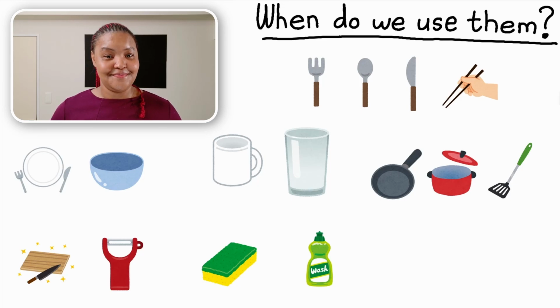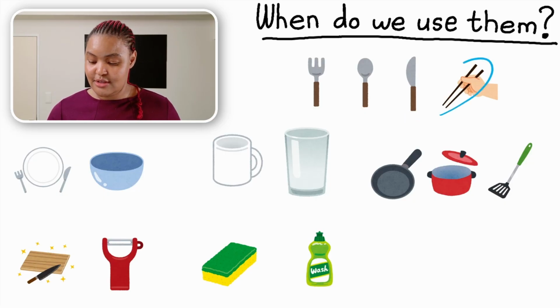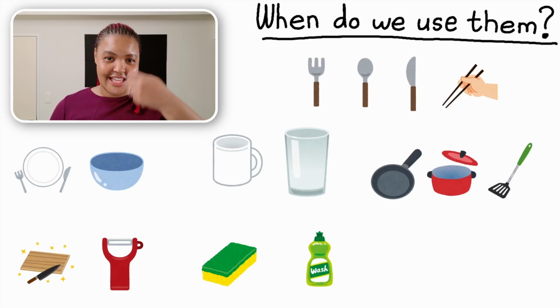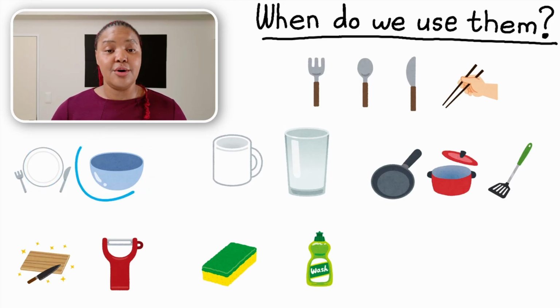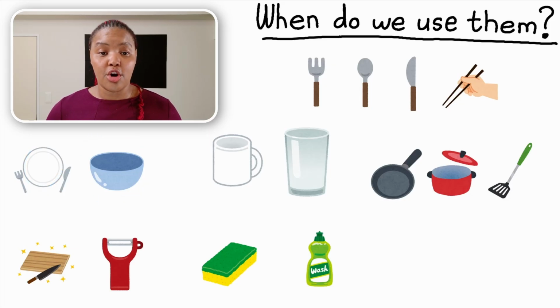Now, a fork, a spoon, a knife, chopsticks are for eating. A plate and a bowl are for holding your food.